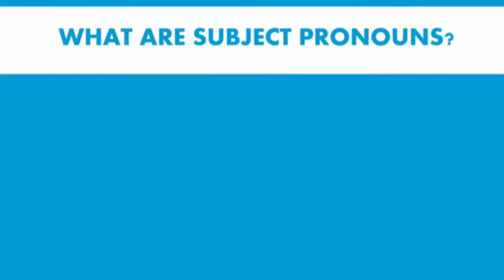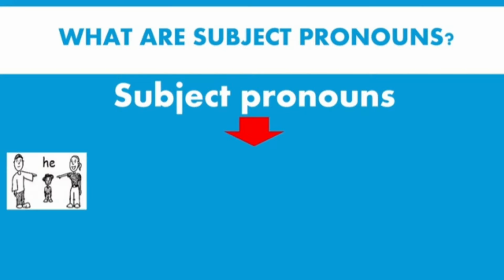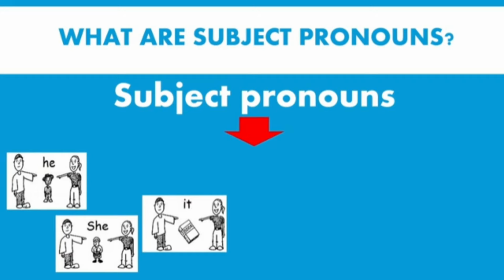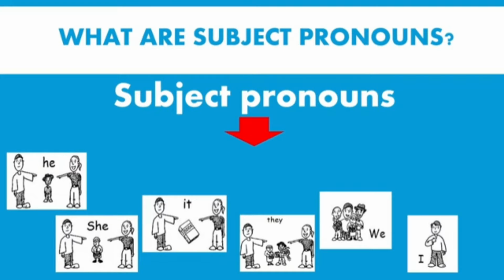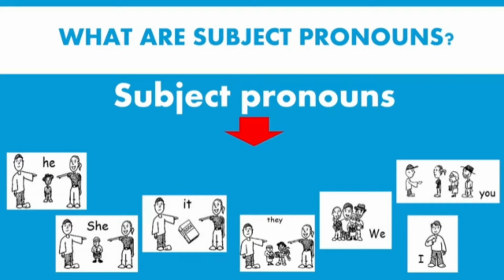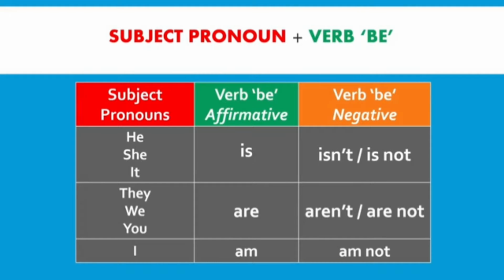What are subject pronouns? Well, if I just merely told you about subject pronouns, you might not understand what they are. But if I show you the examples of subject pronouns, definitely you can recall what are those because you always use them in your writing. Examples of subject pronouns are he, she, it, they, we, I, you. Can you recall any of those? Bear in mind that subject pronoun is always used together with verb be.